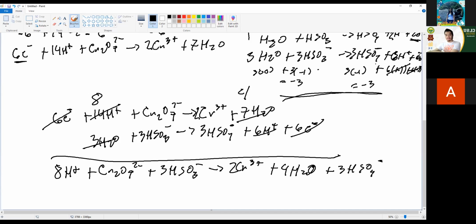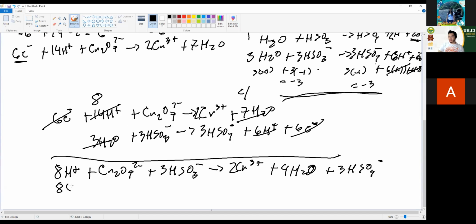Tama ba? O, tama. So kung titingnan nyo, dalawa yung chromium, sulfur mo, 3 times 1, 3 times 1, tatlo din. Ang hydrogen natin, so 8 plus 3, 11. So 8 plus 3, 11. Ang oxygen, so 3 times 3, 9. Plus 7, 16. Tapos 4 times 1 is 4. Plus 3 times 4 is 12. So 4 plus 12, 16. So pantay.